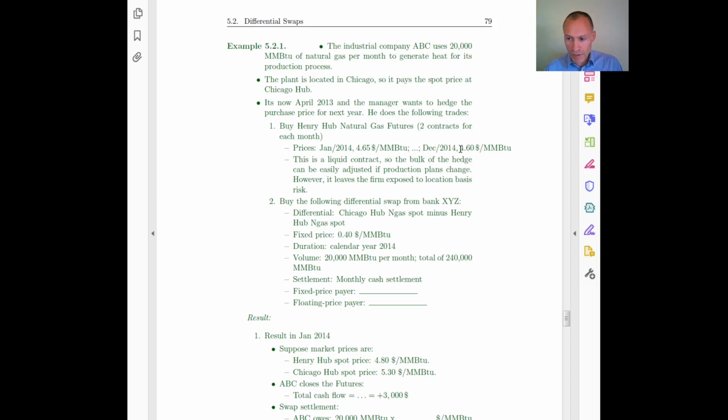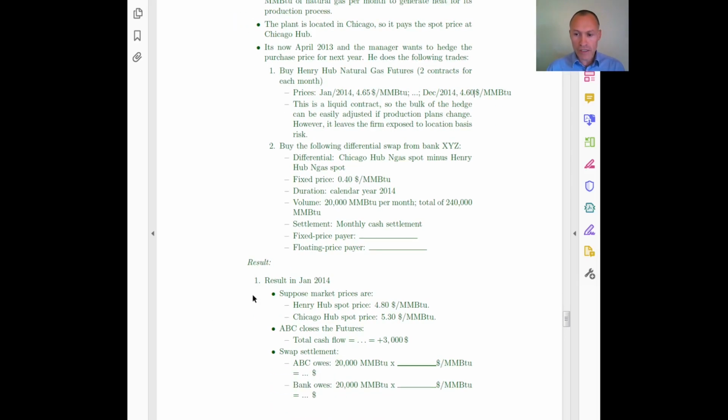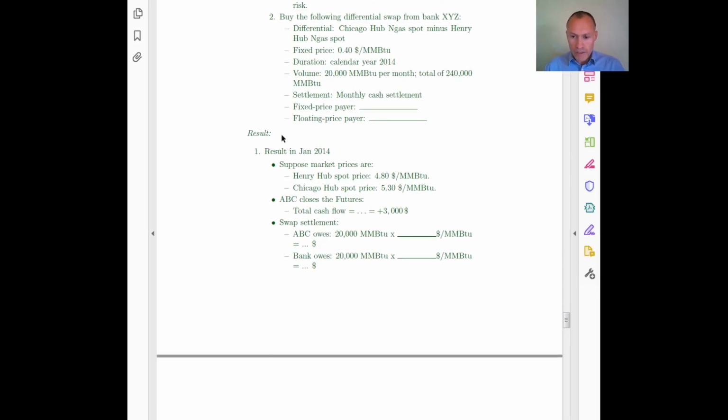For December, the price I'm going to pay, no matter what, is going to be 4.6 plus 0.4, so $5 per million BTU, regardless of what happens to the market over the following year. So let's see if this works. Let's think of a scenario.